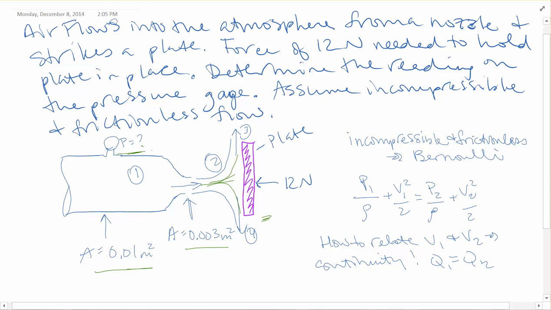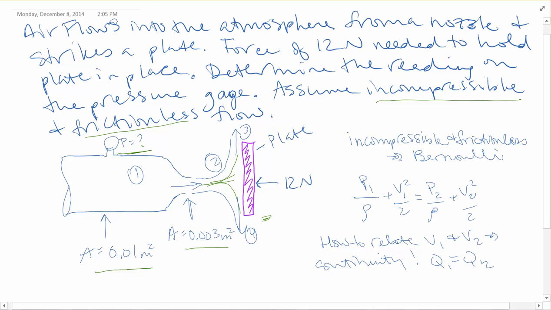And here's our pressure gauge up here. So we have a force of 12 newtons that's needed to hold this plate in place as the air strikes the plate. We want to determine the reading on the pressure gauge, and we're going to assume incompressible and frictionless flow. Alright, so keywords here are incompressible and frictionless first of all.